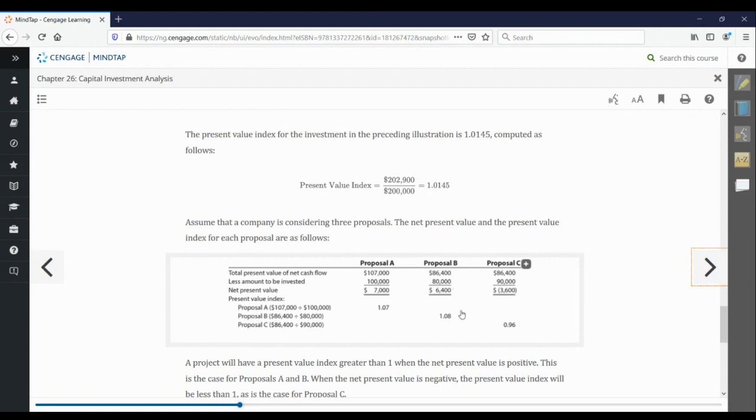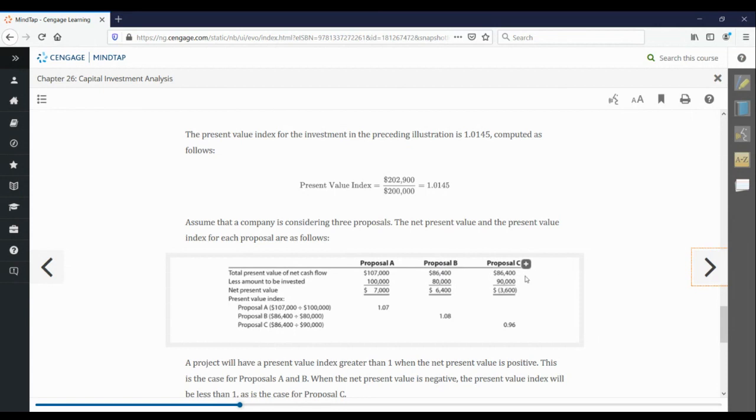That's how we got 1.08. A way that we could look at that is we could say this investment will yield us $1.08, but this investment only yielded us $1.07. So right now our best investment is proposal B, and then we would compare that to proposal C.